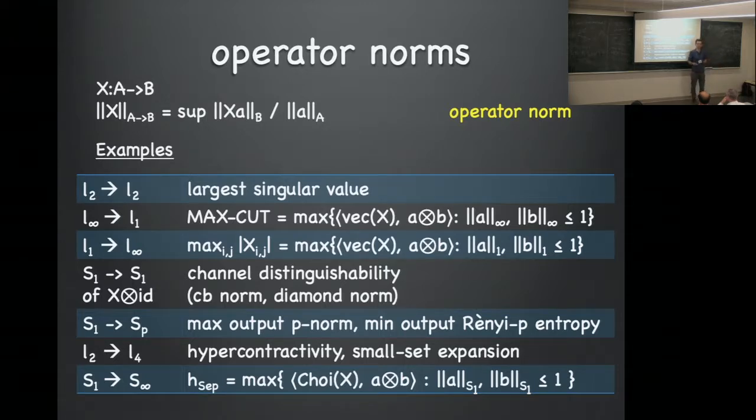Another norm is L infinity to L1. So now you can think of A as a vector whose L infinity norm is 1, and I might as well restrict to the extreme point, so I can just assume the entries of A are plus or minus 1. And now I want to measure the 1 norm of the output.